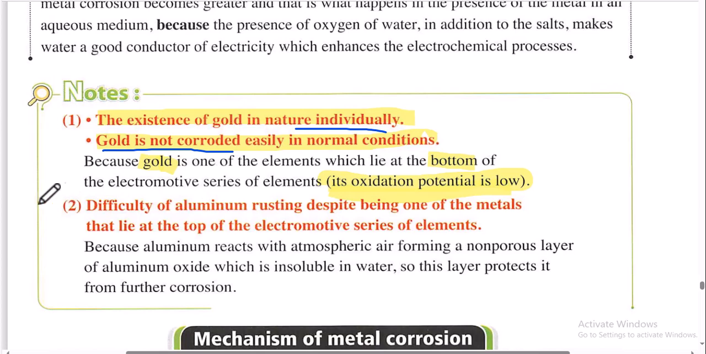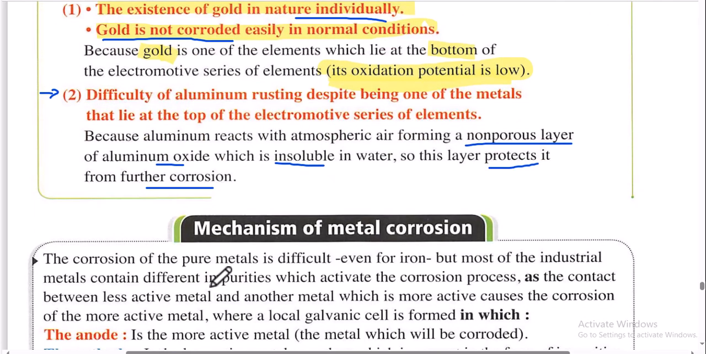Okay. Another case is aluminum. Aluminum resists rusting despite being a metal at the top of the electromotive series, as aluminum reacts with the environment, forming an oxide layer. This oxide layer is a non-porous layer of aluminum oxide, insoluble in water. So if it is non-porous, insoluble in water, hard, and sticks to the surface of the metal, it protects it from further corrosion. So what is the mechanism of corrosion?